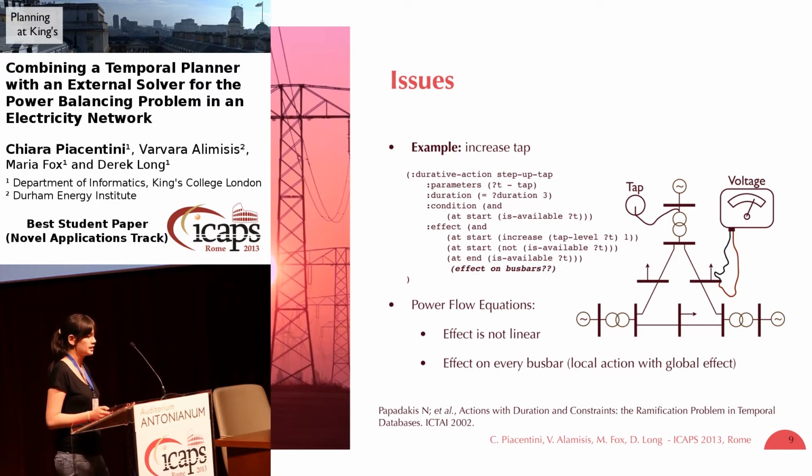The power flow equations are a set of nonlinear equations, and this means that basically the effect is not linear. Moreover, changing a tap of a transformer of the network changes the voltage of all the busbars of the network. And this is like the ramification problem that we have in AI planning. And of course, the change is different from busbar to busbar.